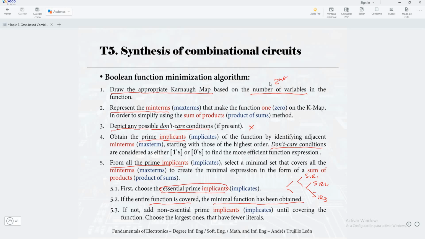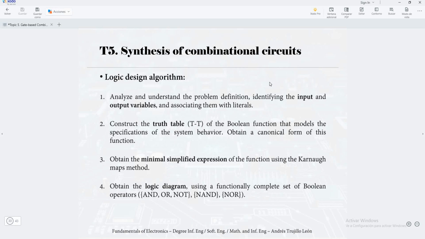So once we know how to minimize a Boolean function, we are ready to design a digital system. Specifically, as I told you, we are going to work with combinational systems. And this is the algorithm that we are going to use. Firstly, you have to understand the problem definition. You are an engineer. You have to understand the problem definition, the input and the output variables.